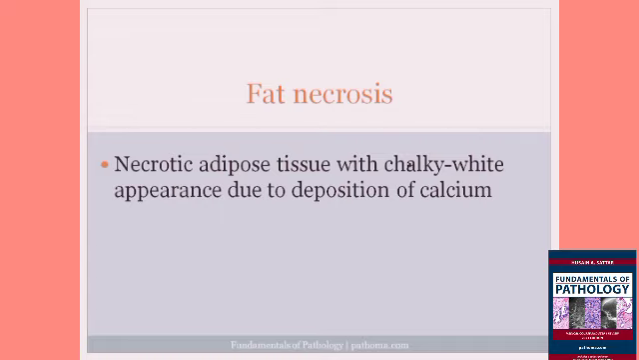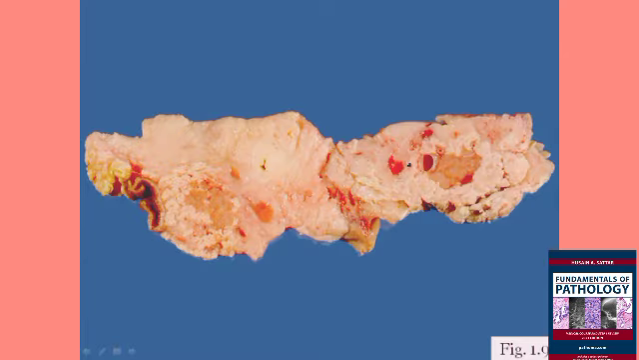Fat necrosis refers to necrosis of adipose tissue. It has a classic chalky white appearance. The reason it picks up this chalky white appearance is because when fat dies, fatty acids are released, and the fatty acids then have the ability to bind with calcium, which is a process called saponification. Important term to be familiar with, saponification. Basically, when calcium deposits on that dead fat, it gives a white, chalky appearance to the tissue.